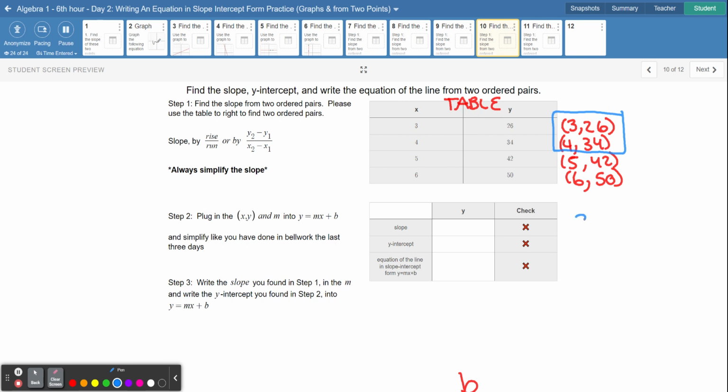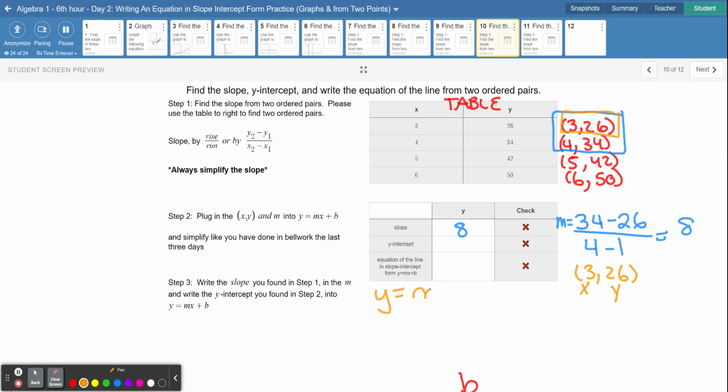So then it's going to be m equals 34 minus 26 over 4 minus 1. Now make sure you put this into the calculator and then simplify if you need to. In this case, you don't. It's just going to come out 8. Now, this is the nice thing about finding the y-intercept. You get to choose which ordered pair. I'm just going to choose 3, 26. If your desk partner chooses 4, 34, if you choose 5, 42, you're going to get the same answer. It doesn't matter.